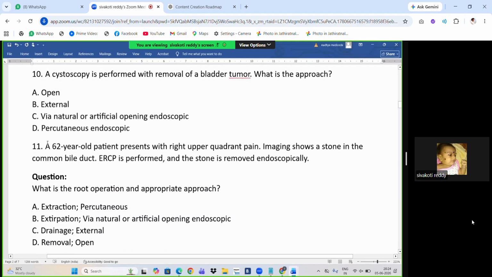10th one. Via natural or artificial opening endoscopic. C, right? Yes.